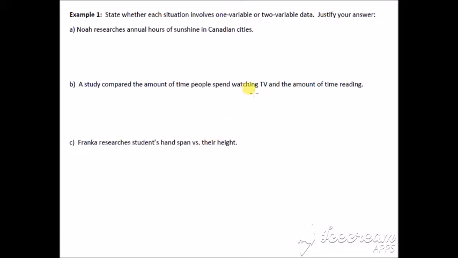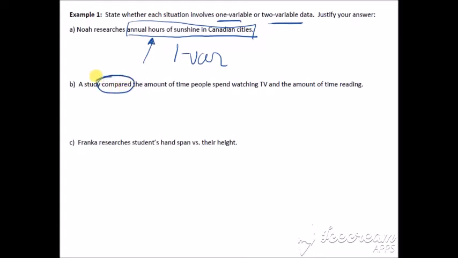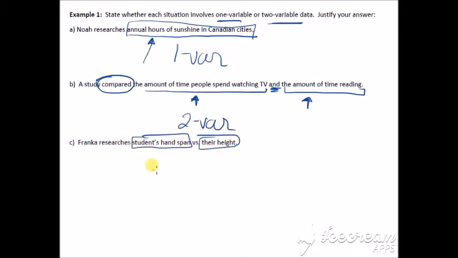So for example 1, we're going to state whether each involves one variable or two variable data, and then we're just going to justify it. We're going to identify the data. NOAA researches annual hours of sunshine in Canadian cities. Well, this is the only thing that he is researching. Okay, it's grouped into cities, but it's just annual hours of sunshine. So I say one variable. Okay, a study compared. So as soon as we see comparison, we're thinking two things being compared to one another. The amount of time people spend watching TV and the amount of time reading. So this is a two variable data set. Franca researches students' hand span versus their height. Okay, again, two variables.